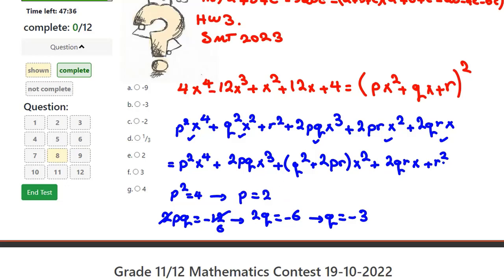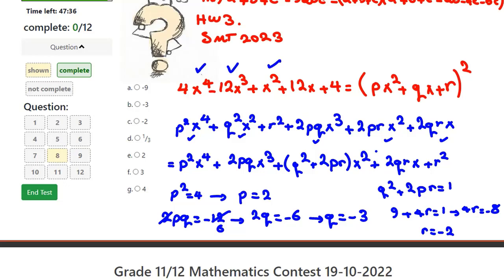And then, for example, r squared, let's consider this one first. Coefficient of x squared. This is what? Q squared plus 2pr equals coefficient of x squared, which is 1. Q squared is 9, plus 2pr is 4r, equals 1. So if you subtract 9 from both sides, 4r equals negative 8, so r is negative 2. So this one is okay.